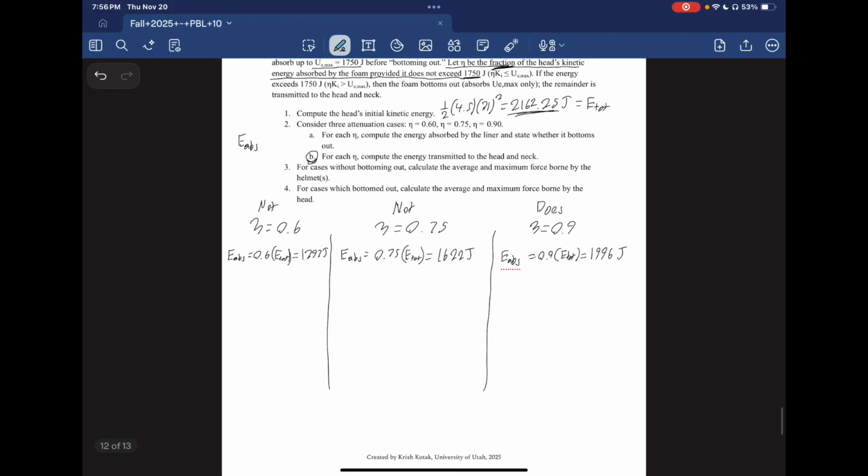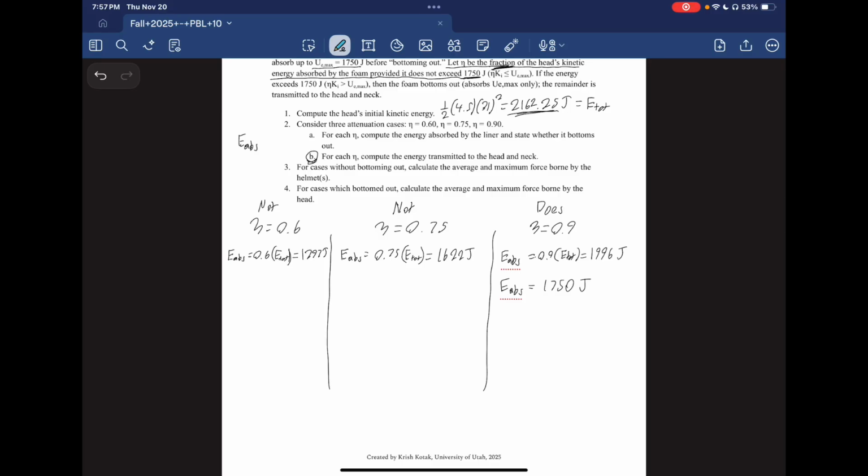All right. So the energy absorbed by the head and neck, we have this absorbed amount of energy by each of the helmets. And so actually, we have one thing to calculate over here. This one, it bottoms out. And so the absorbed energy actually is equal to that maximum of 1,750 joules.